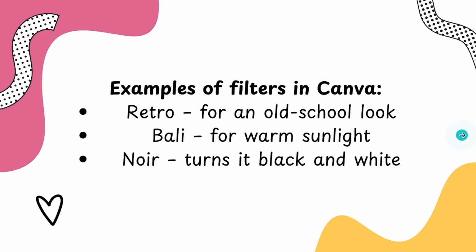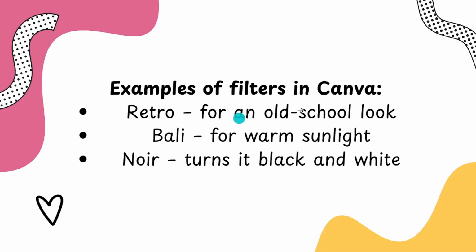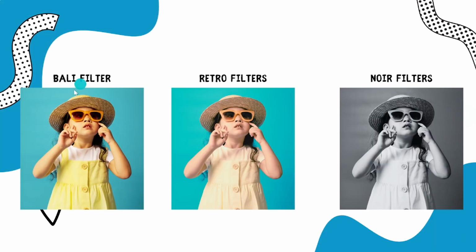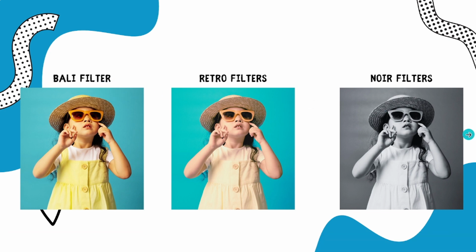Now, examples of filters that we have in Canva. We have the one known as Roto, for an old school look. We have the one known as Bali for warm sunlight. We have the one known as Neon, which turns into black or white. Look at these filters that we just mentioned right here. Look at where we use it here. You see, Bali, Roto, and Neon, black and white. These are just different filters that you can find in Canva.